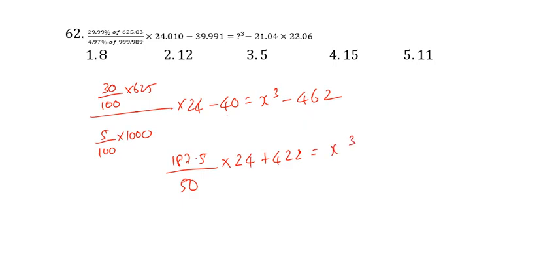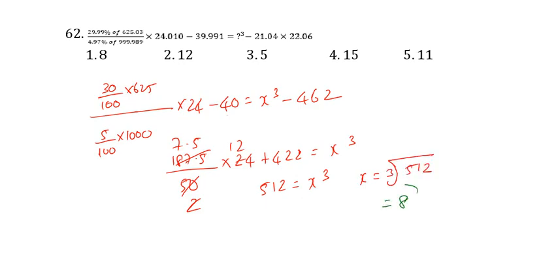Now do this calculation. 25 twos, 25 sevens, 175, 25 fives, 2 ones, 2 twelves. That is 90 plus 422. So 512. 512 is equal to x cube. X is equal to cube root of 512, that is equal to 8. 8 is the correct answer.